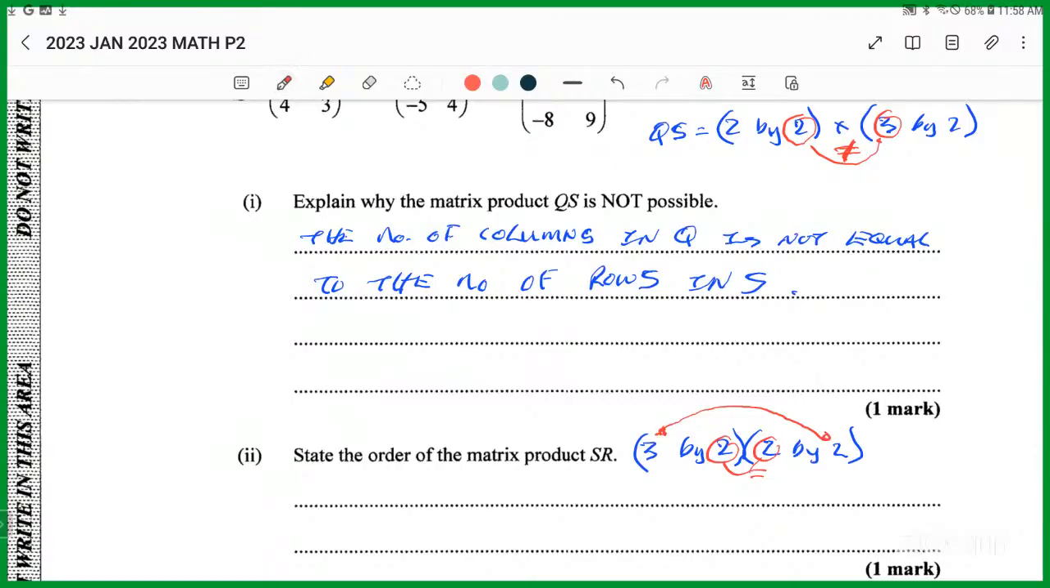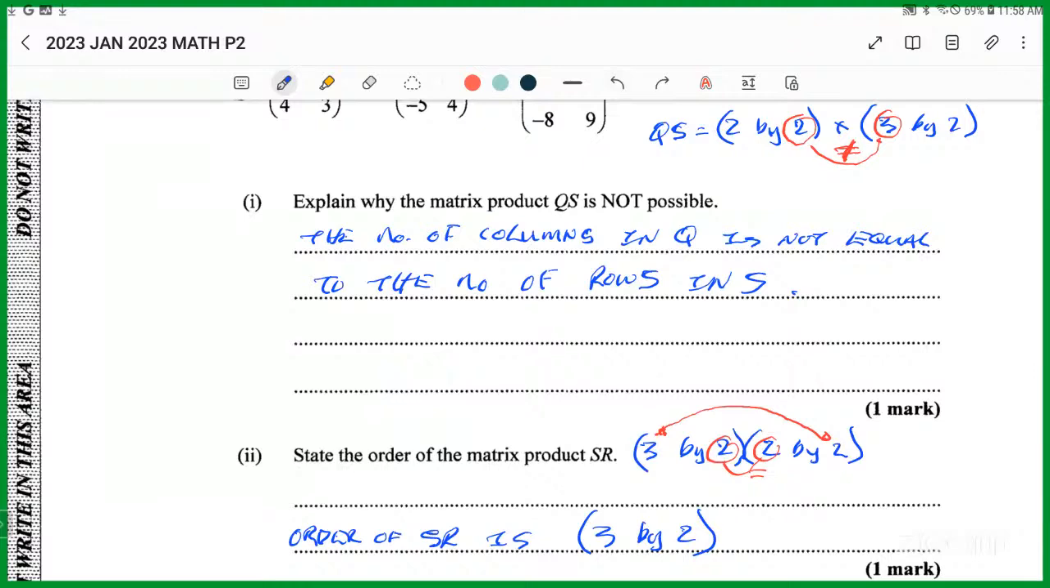And so they just say state it, right? They don't want an explanation, just state it. So SR is 3 by 2. That's it. That's the order of SR. That's why it's called this way.